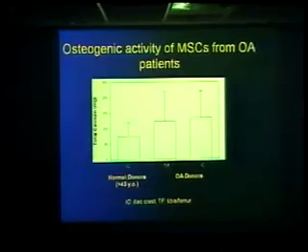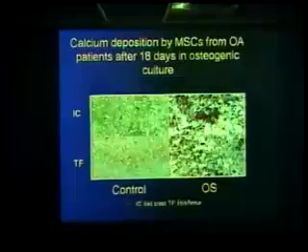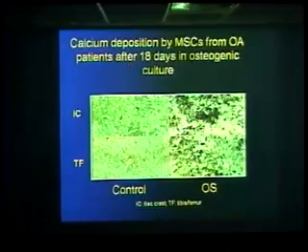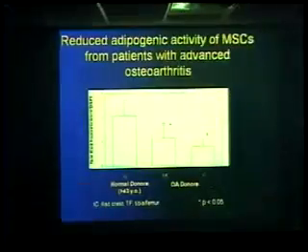Osteogenic activity we find is increased in the patient population compared to controls, although this result is not significant in this experiment. This shows some of the histological staining of these osteogenic cultures under control conditions and under conditions where osteogenic supplements are added to the culture. And you can see the calcium deposition in the culture.